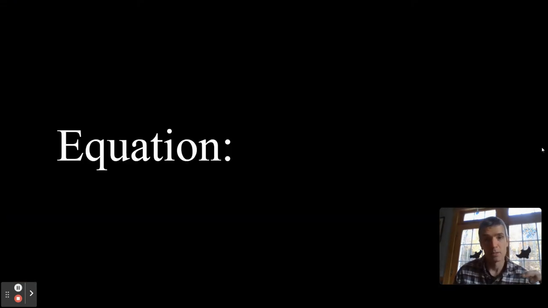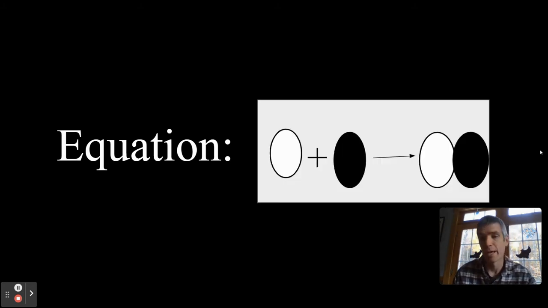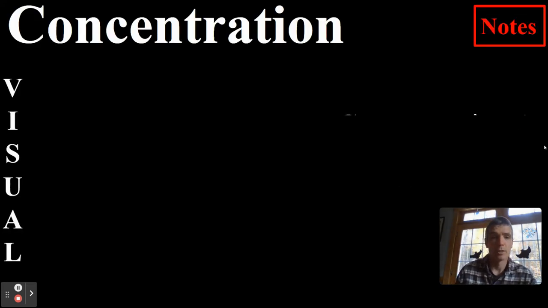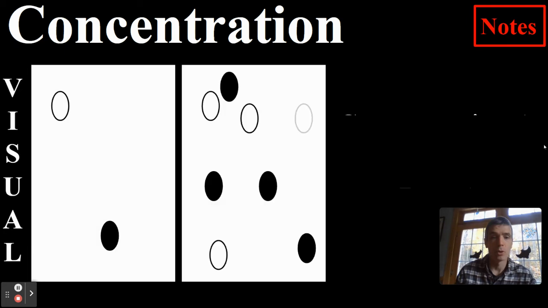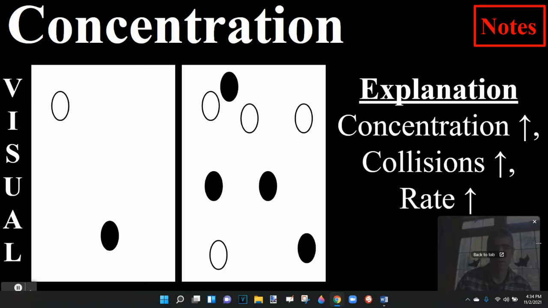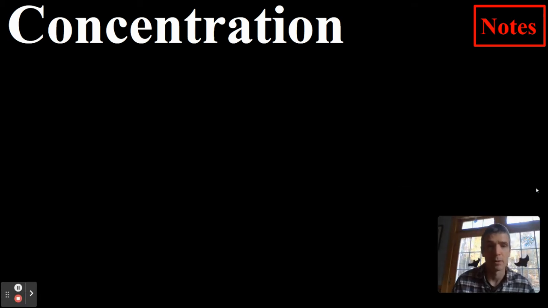Now, I'm going to explain this with shapes as well. Here's the equation I want you to have for the shapes. All right, two circles come together. When concentration goes up, what's going to happen? Well, the molecules are going to hit more, therefore they're going to react more. It's because they're in closer proximity. That's why concentration affects the rate.